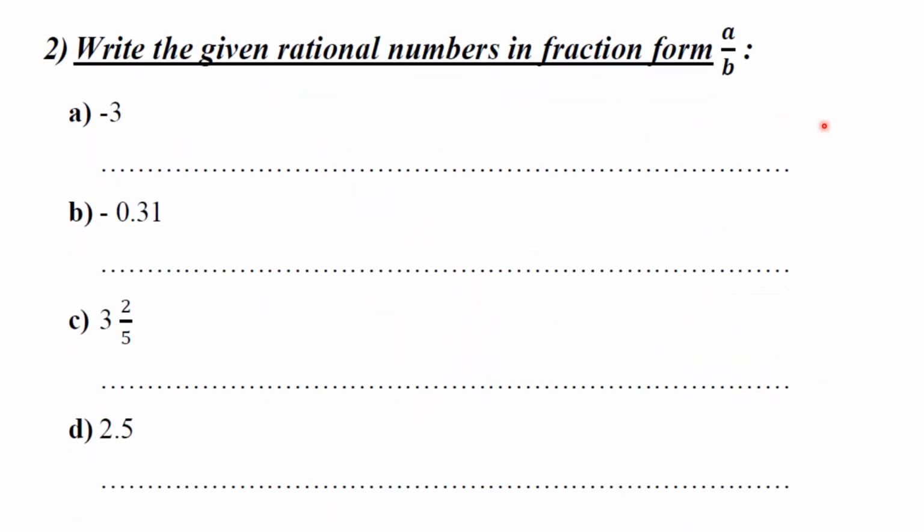In exercise 2, write the given rational numbers in the fraction form a over b. We have in letter A -3, which is a whole number, so we will write in the numerator -3 and in the denominator we will write 1.